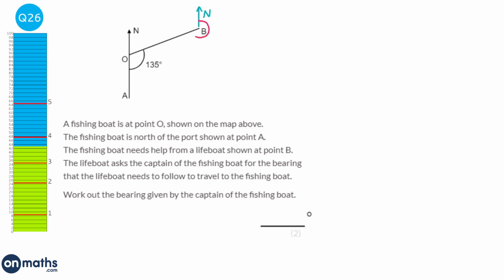So we're going to look for this angle here. Now, this angle, which is given to us in the question, and this angle here, which I'm just going to call x, are going to be equal. So x is going to equal 135 degrees.